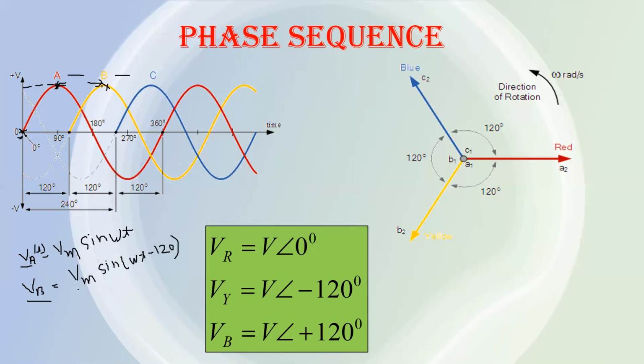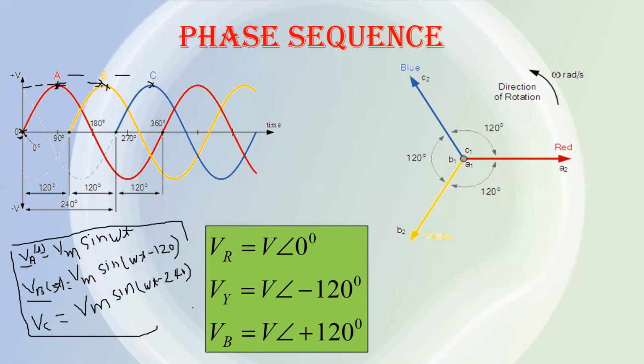And similarly, you can write the equation for the voltage of phase C. This will be Vm sin(omega t minus 240), since phase C lags phase A by an angle of 240 degrees: 120 plus 120, and since it is lagging, again it will be minus 240. This is the voltage of phase A, phase B and phase C in trigonometric form.